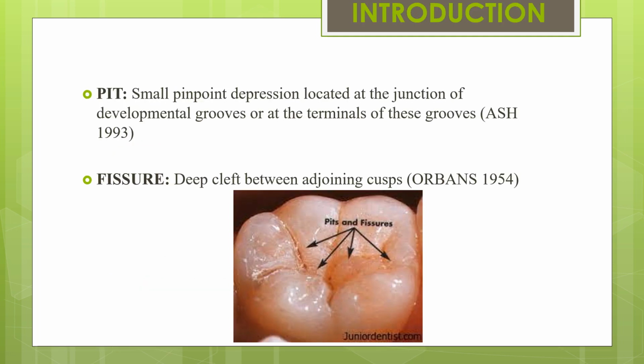Before we move into the pit and fissure sealants, let's talk about the pit and fissure. So what is a pit? It is a small pinpoint depression located at the junction of the developmental grooves or at the terminals of these grooves, which was given by Ash in 1993. And what is a fissure? These are deep clefts between adjoining cusps, as given by Orban in 1994.